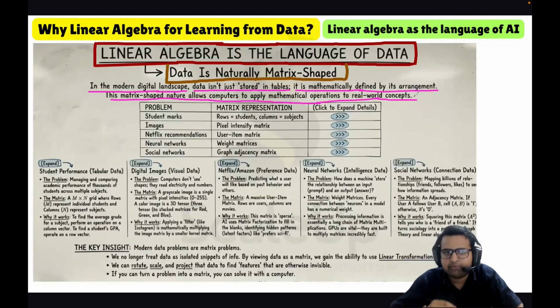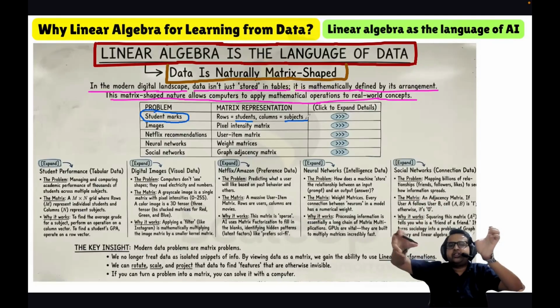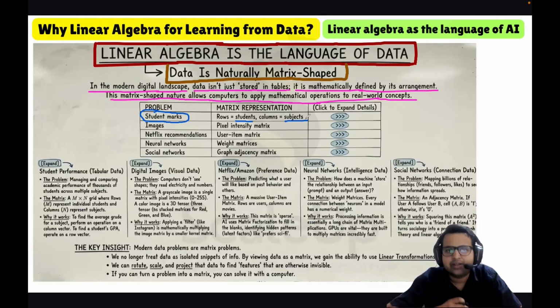Let us look at some examples to get a feel of how data is naturally matrix shaped. So if we talk about student marks, we can represent student marks in the form of a matrix. Rows will be the students and columns will be the subjects, like student 1, maths, physics, chemistry. Columns will be the subjects, subject 1, subject 2, subject 3, and rows will be the students.